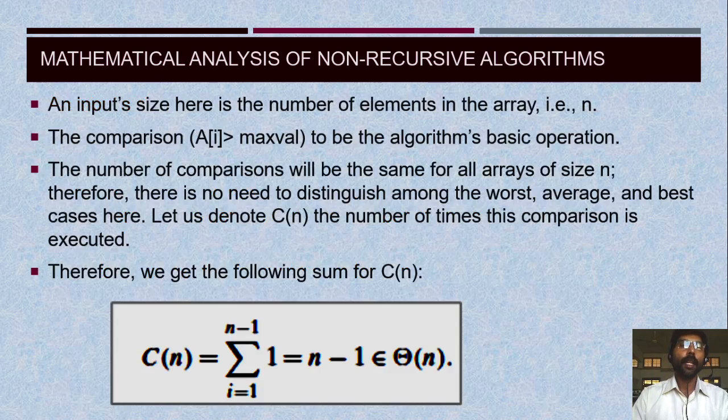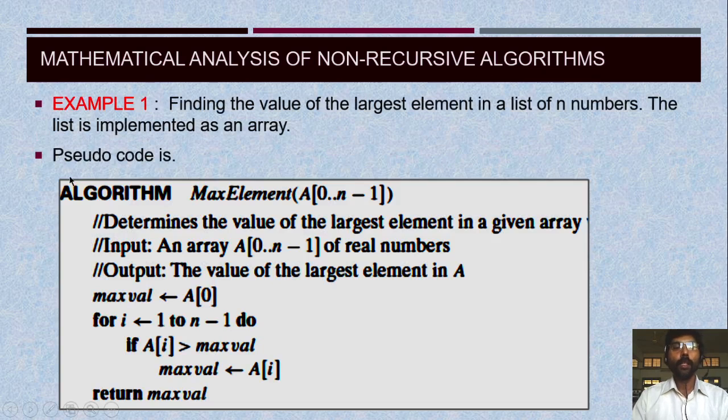In the second step, I have to find the basic operation. In this algorithm, the comparison, A of i greater than maxval, is executed the most number of times. If the n value increases, the number of comparisons also increases. So this is called the basic operation. It will execute n number of times. As n increases, the comparison also increases, so it is called the basic operation.